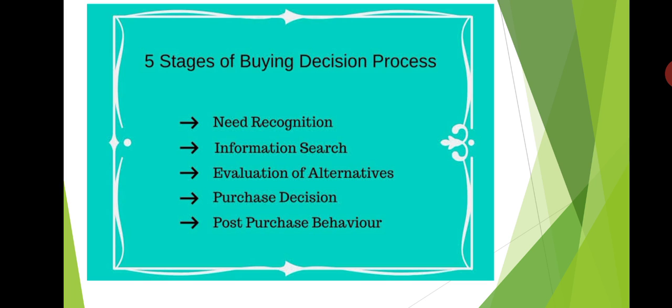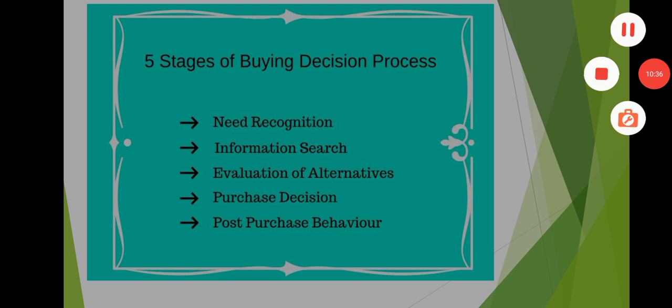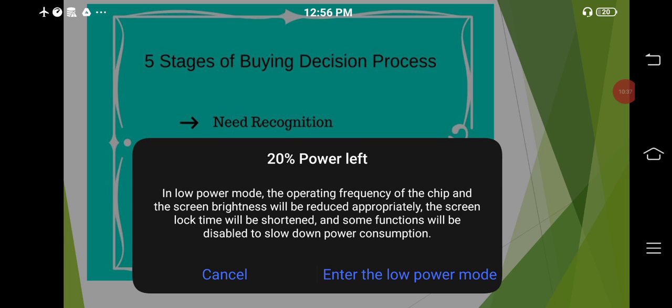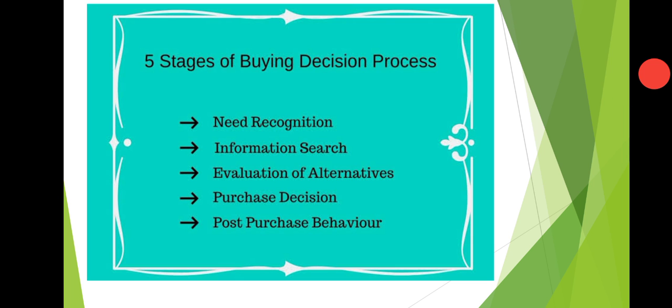So this is about the buying decision process. There are 5 stages: need recognition, information search, evaluation of alternatives, purchase decision, and post purchase behavior. The second chapter ends here.